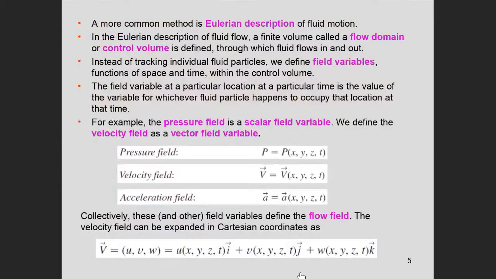A more common method is the Eulerian description of fluid motion. In the Eulerian description, a finite volume called a flow domain, as I talked to you, or a control volume is identified through which fluid flows in and out. Now, instead of tracking individual fluid particles, we define field variables, functions of space and time within the control volume. Let me just stop here, gentlemen.